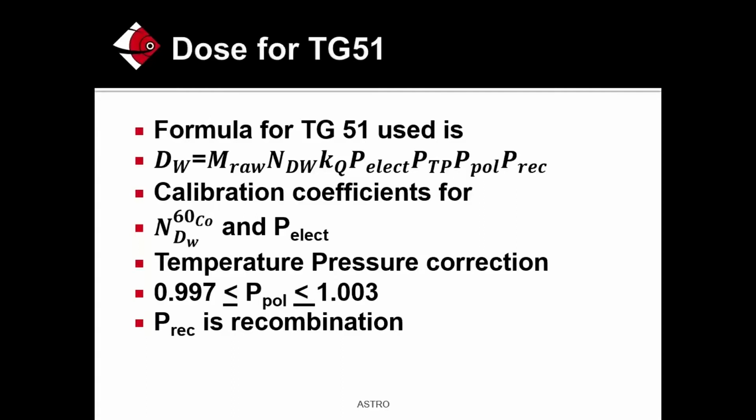Temperature pressure correction, everybody's familiar with that. You measure the temperature, measure the pressure, and make a correction for the density of the gas that's within the chamber. Polarity is generally expected to be between 0.997 and 1.003. Now that's modified a little bit, and I'll get to it when I talk about the addendum, but it's not modified greatly. P recombination, of course, is a recombination that you get with the ion chambers.